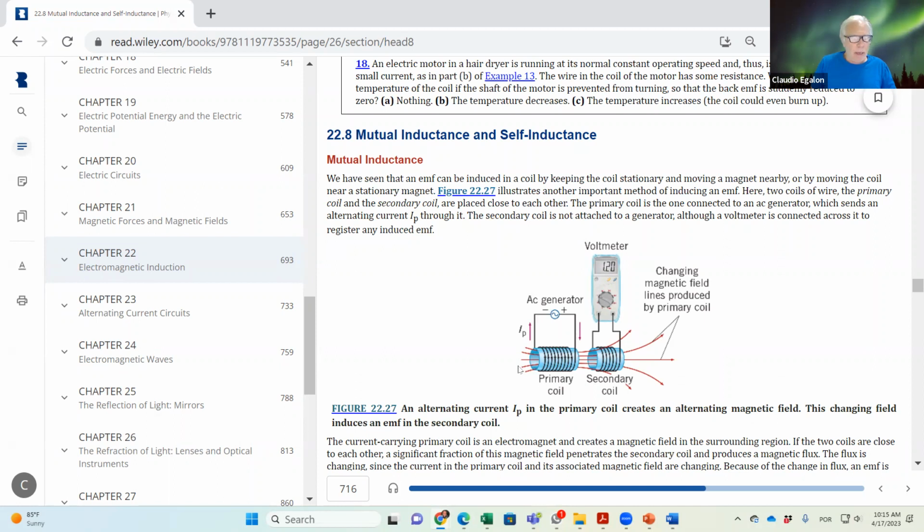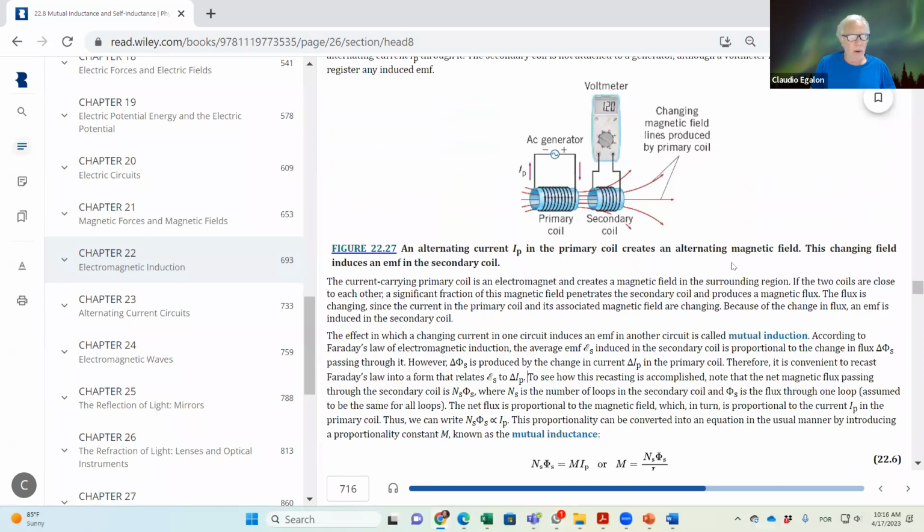Because the magnetic field of this coil is changing as time goes by, this secondary coil feels a magnetic field that changes in time, and because of that, there will be an induced current in the secondary coil. So there is a quantity in physics called mutual induction. That's defined in the following way, defined right in here.